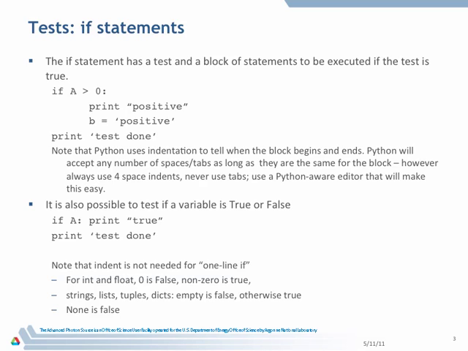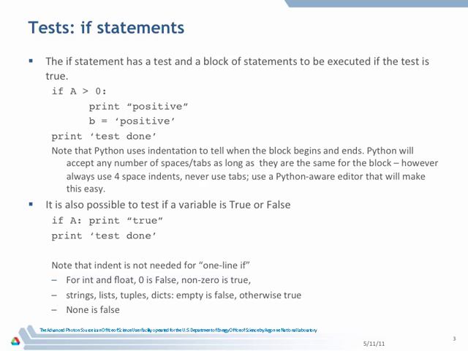The if statement has, you say if followed by a value of some sort or an expression, and if that evaluates to be true, then you provide it with a group of statements to do. So what we've done is we've tested here, if A is greater than 0, then it's got a statement, print positive. It sets B equal to positive. And then it's got another statement here, test done.